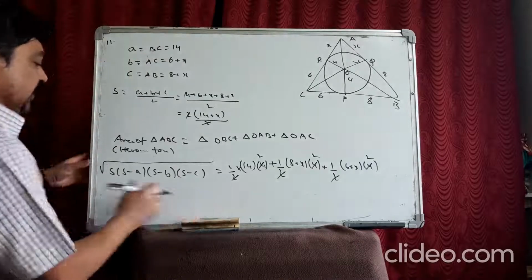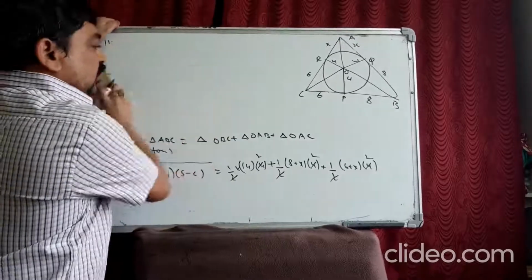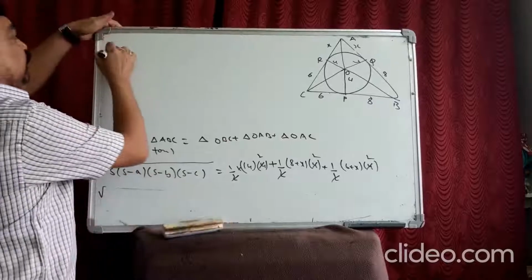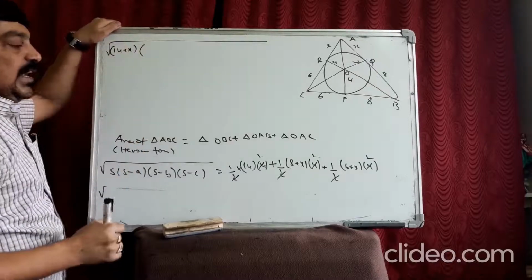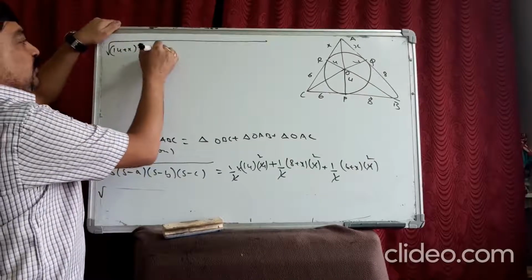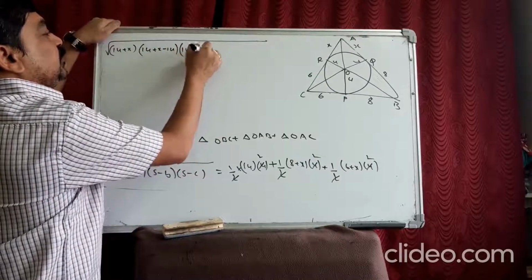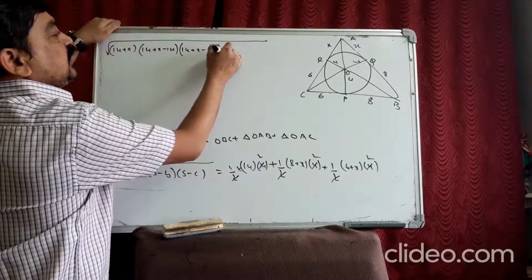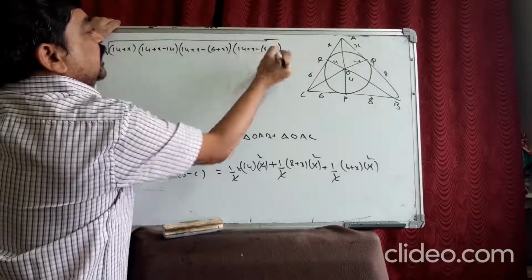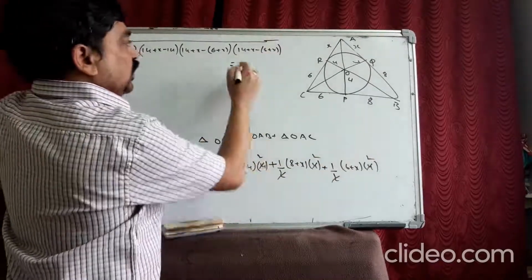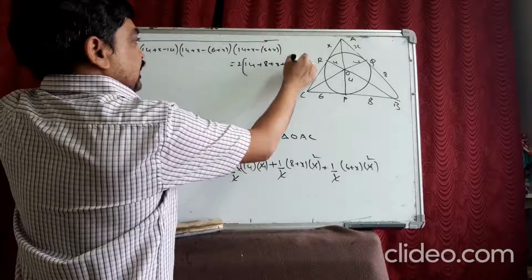Okay. Now the left hand side becomes square root of, s means 14 plus x, s minus a, that means 14 plus x minus a is 14. So 14 plus x minus b is 6 plus x. 14 plus x minus c is 8 plus x, and this is equal to, so 2 common in all the 3 things, you will have 14 plus 8 plus x plus 6 plus x.